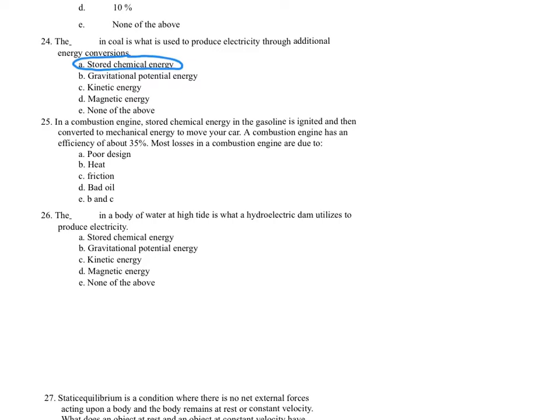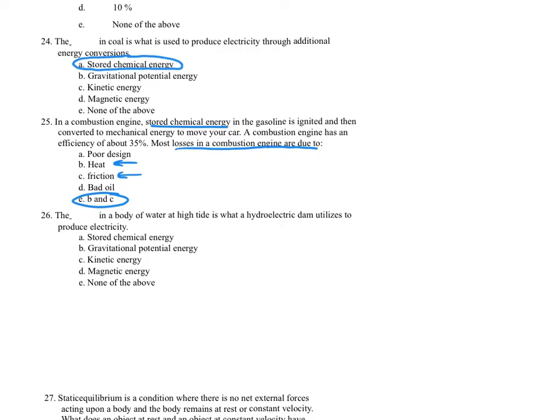And so in question number 25, it says a combustion engine stored chemical energy. Oh, look, there's our answer right there. And the gasoline is ignited and then converted into mechanical energy to move your car. A combustion engine has an efficiency of about 35%. Most losses in a combustion engine are due to a couple things. They're due to sound energy, heat energy, and friction, which then gets converted to heat energy. It says bad oil, which I guess could be one of the reasons why you lose efficiency. But the most appropriate answer would be heat and friction, so B and C.